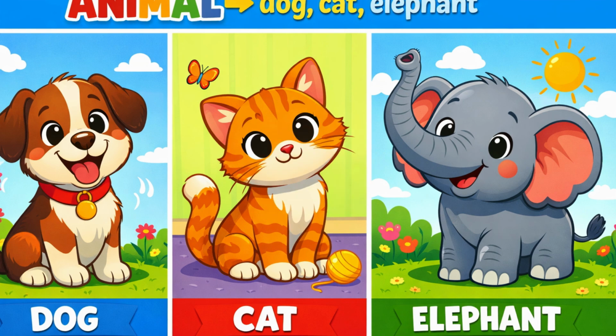Now, animal. Animals are living creatures. Examples: dog, cat, elephant. If you have a pet at home, that is also a noun.